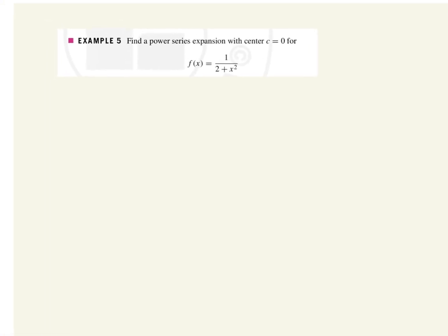We're going to find a power series expansion with center c equals 0 for f of x equaling 1 over 2 plus x squared. And I'm sorry, I chopped off the rest of this question. And then it says, and find the interval of convergence.